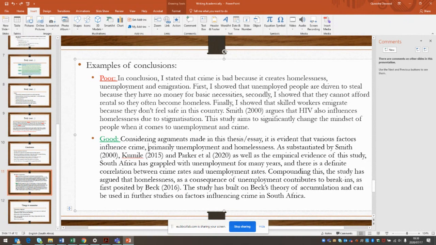The study has built on Beck's theory of accumulation. So the study has added to the theory and can be used in studies on factors influencing crime in South Africa. Okay, so that's much more of a realistic claim. And can you see that it's taken into account all your arguments and research, and it hasn't summarized it, but it has reinforced your argument. Okay.